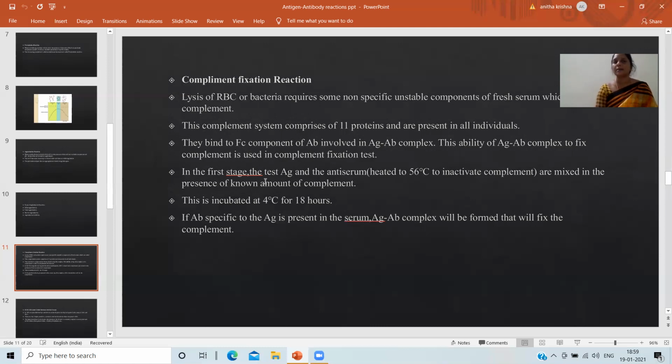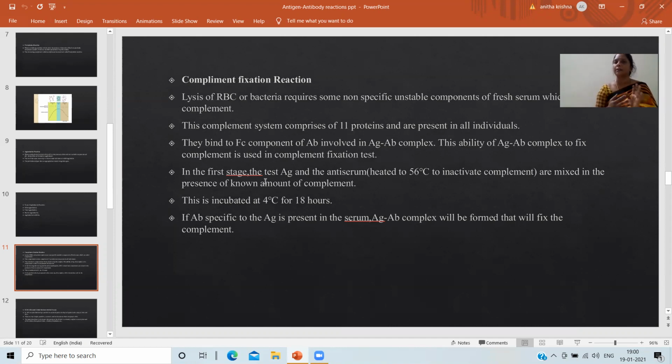This complement system generally comprises 11 proteins, almost all present in all individuals. These complements will bind to the Fc component of the antibody involved in antigen-antibody reactions. When we were dealing with the antibody structure, I told you that there would be an Fc and a Fab portion. These complements will bind with the Fc portion of your antibody, which is involved in antigen-antibody complex formation. This ability of the antigen-antibody complex to fix the complement is called complement fixation. Generally, it is used in the complement fixation test.